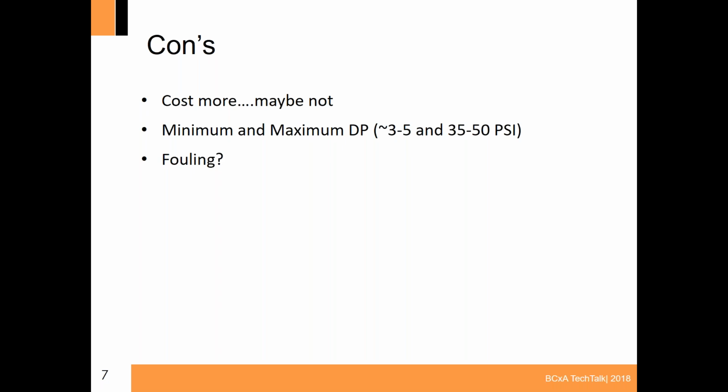Some of the cons is having a minimum and maximum DP. You have to have 3 to 5 pounds delivered at the valve for it to operate properly. But in most cases, you're seeing that at all of the valves. So with the exception of a few valves in the system, you're going to see that minimum pressure at the valves.